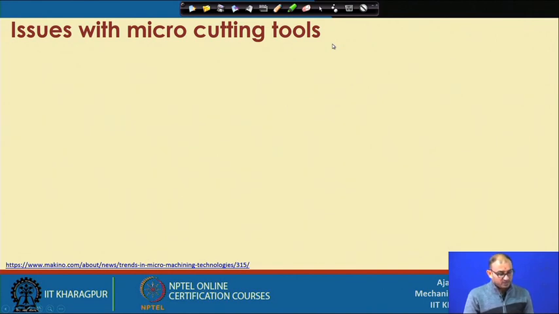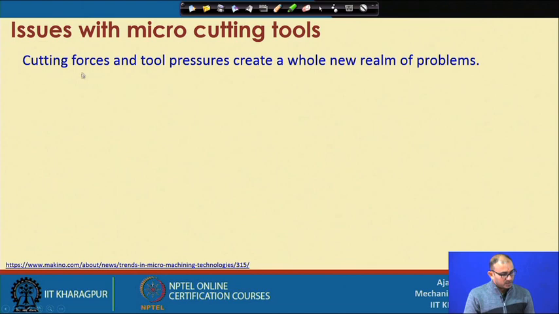Now, let us discuss what the different issues with the micro cutting tool are, because once you fabricate the cutting tool, you have to use it for the final operation. When you operate, you have to take care of some things. Cutting force and tool pressure create a whole new realm of problems, because earlier, when using a bigger cutting tool, we did not pay much attention to breakage of the tool, but we paid attention to the wear of the cutting tool by studying the forces and the pressure it creates on the part.